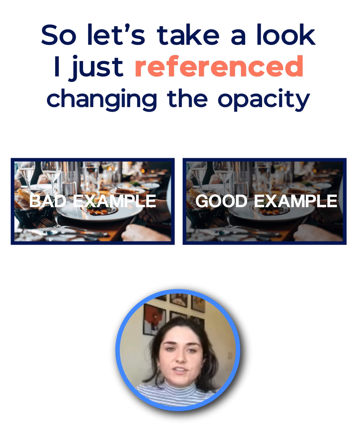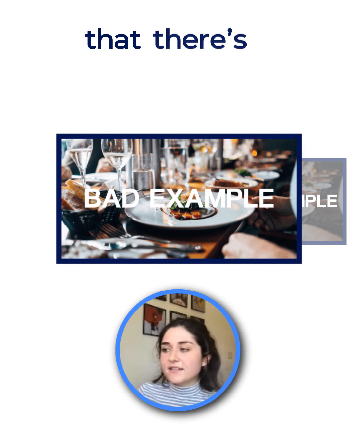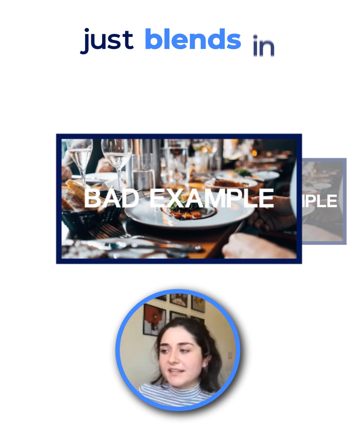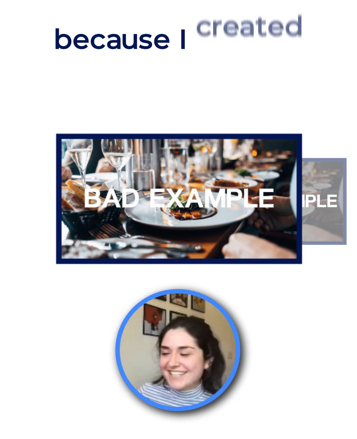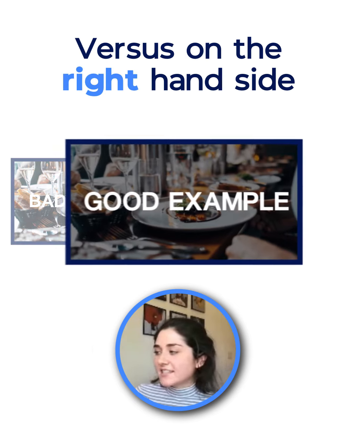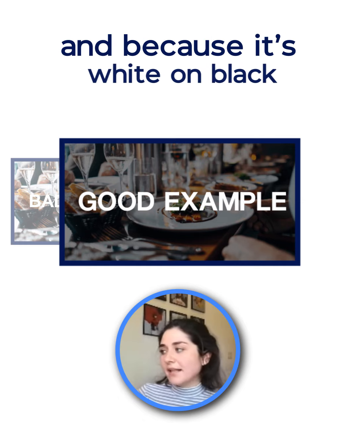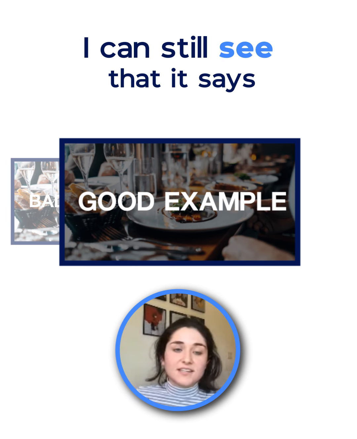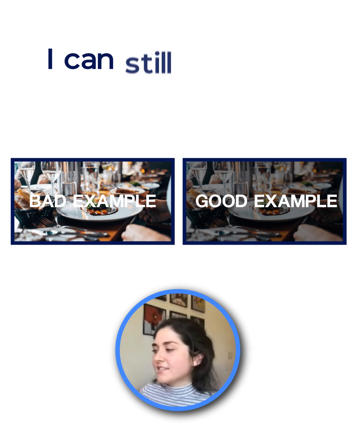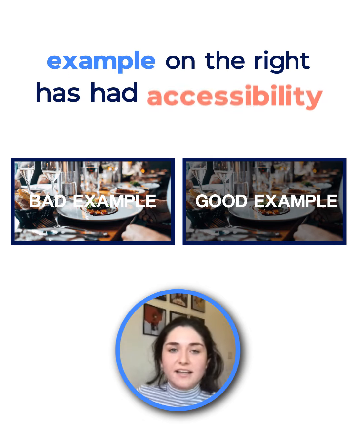I just referenced changing the opacity on text. Visually for myself, on the left-hand side, I can see that there's a background image. If I really zoom in, I can see that there's an E on the end, but everything else just blends in. I believe the word is bad example because I created this presentation, but other than that, I have no idea what that said. Versus on the right-hand side, even though I have very poor vision, because the opacity has been changed and because it's white on black, if I zoom in, I can still see that it says good example. So even though admittedly I do not have good vision, I can still perceive these words because the example on the right has had accessibility in mind.